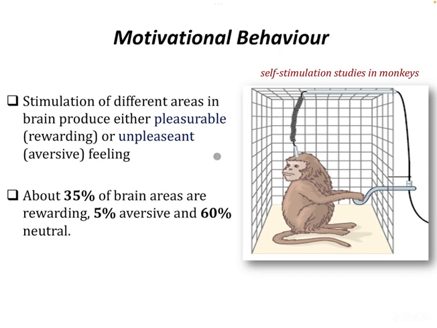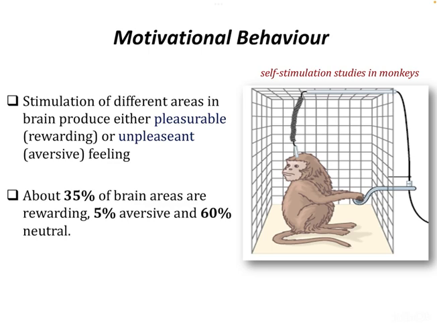Reward and motivational behavior. Stimulation of different areas in the brain produces either pleasurable, referring to rewarding, or unpleasant, which is aversive feeling. About 35% of the brain areas are rewarding, 5% are aversive, and 60% are neutral. This was conducted by self-stimulation studies in monkeys. Electrodes are implanted in different areas of the brain. An animal is allowed to deliver a current to the brain by pressing a bar. If the current gives the animal a sense of reward, then it will press the lever again and again.